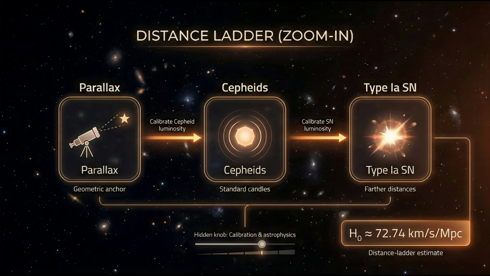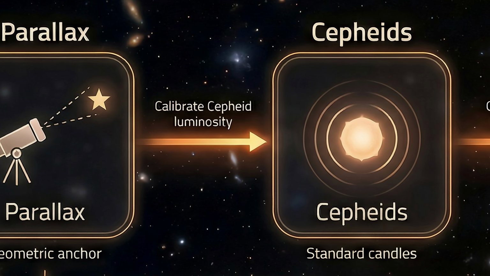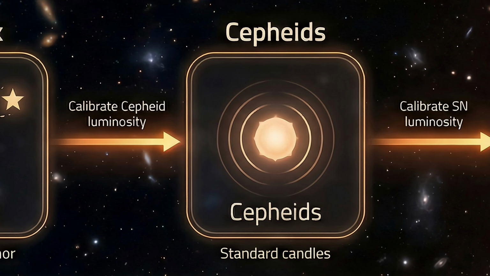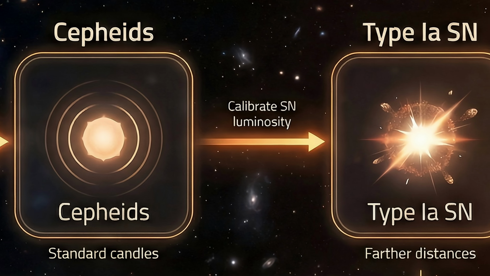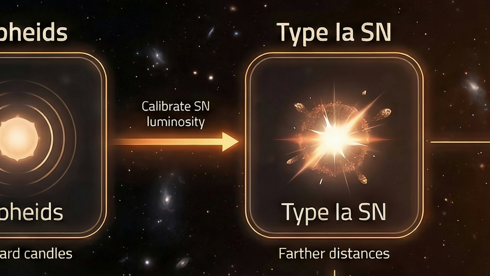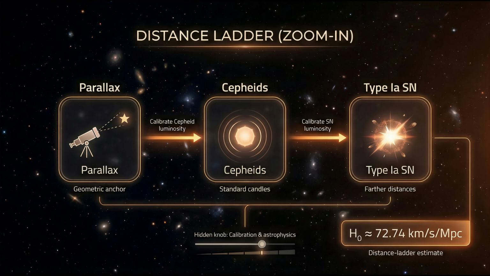The distance ladder is the classic approach. Build distance outward rung by rung. You start with geometric distances close to home, parallax in the Milky Way, and other geometric anchors for nearby galaxies. Those anchors calibrate standard candles like Cepheid variable stars. Cepheids then calibrate Type 1a supernovae in galaxies where you can observe both. And Type 1a supernovae are bright enough to carry the scale far into the smooth Hubble flow, far enough that local gravitational motions don't dominate.